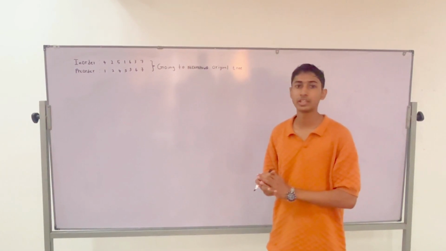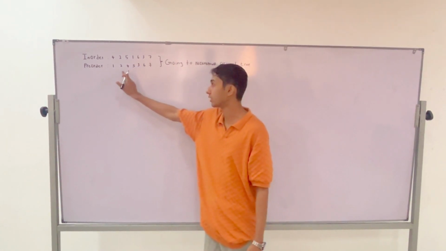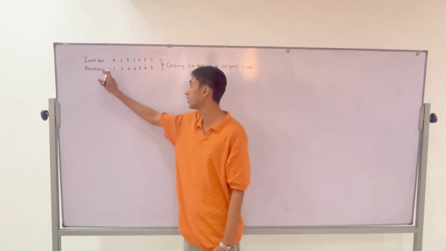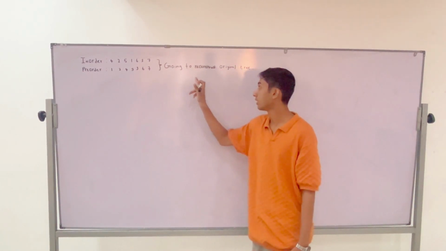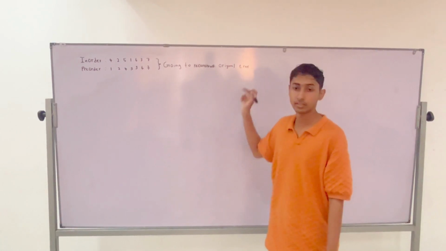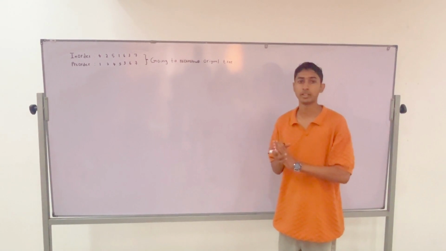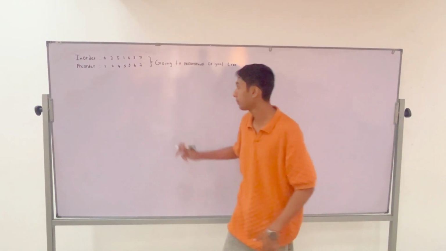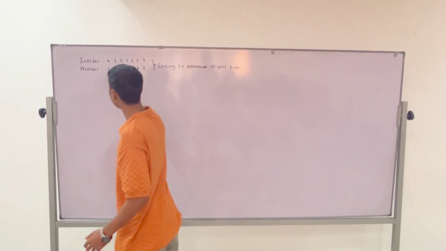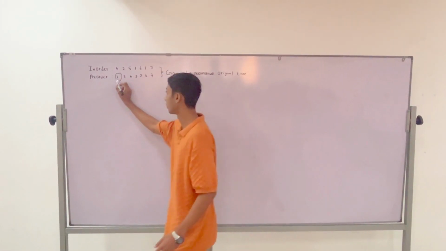Now we are going to reconstruct the original tree using these two sequences. We have been given an Inorder sequence and a Preorder sequence. So now we will be reconstructing our original tree. First we have to find the root of the Preorder. This is the first step. The root of the Preorder is always the first element. So this one.